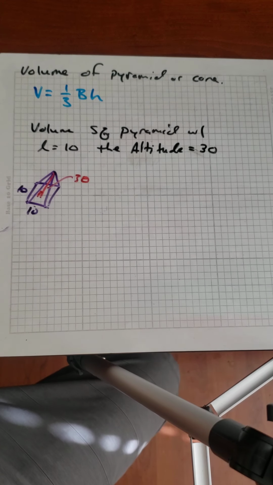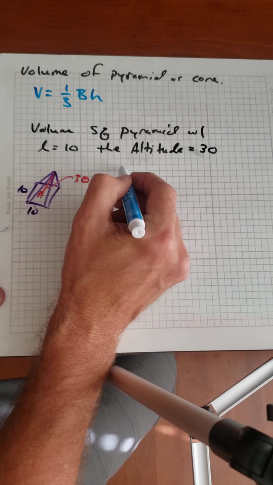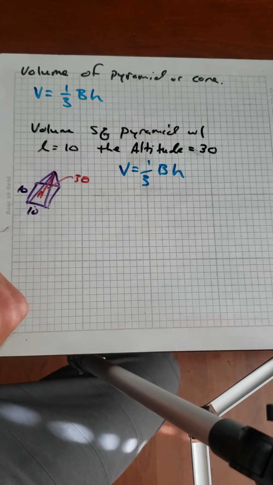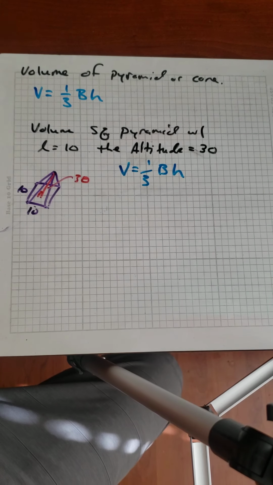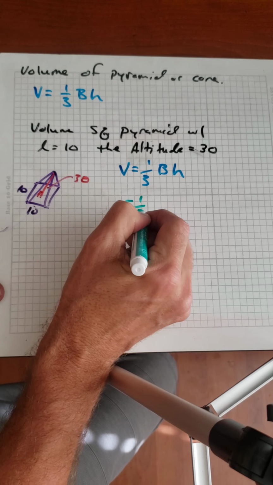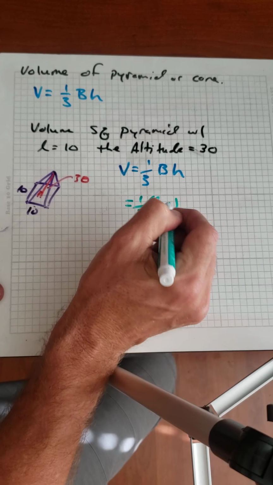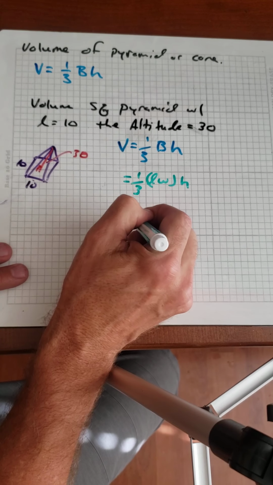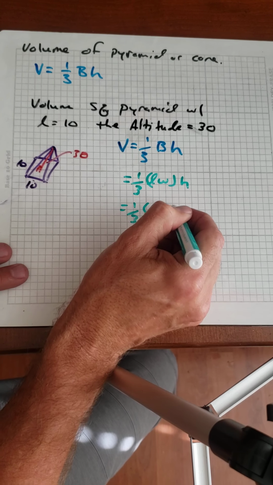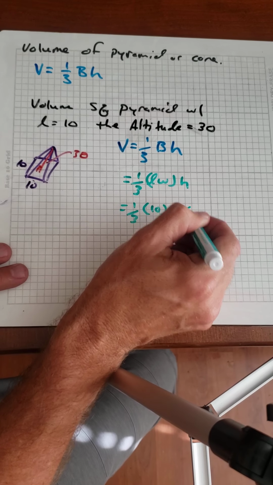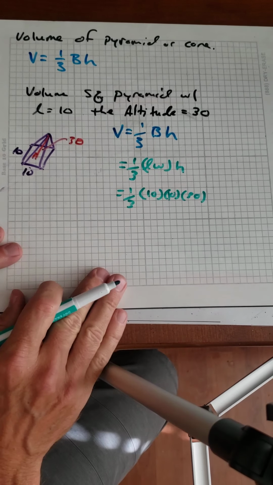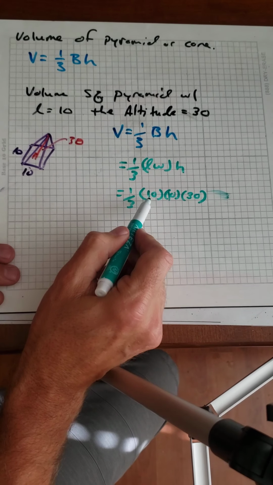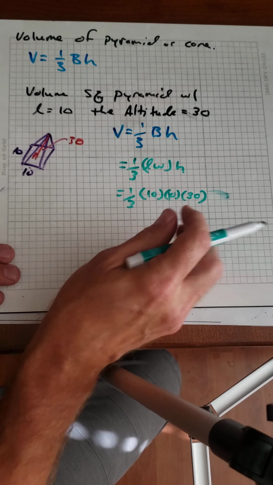Now I can go ahead and plug that into my equation. My equation is V equals 1/3 area of the base times the height. For this one, my base is length times width, and then times my height. The 1/3, my length and my width are both 10, and my height is 30. So we have 10 for the length, 10 for the width, and 30 for the height.